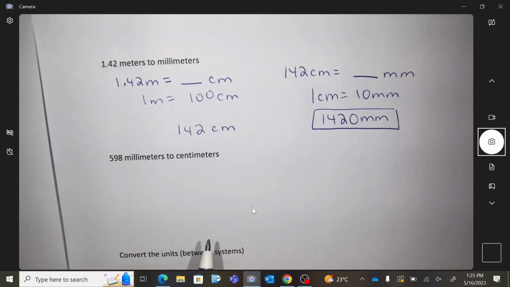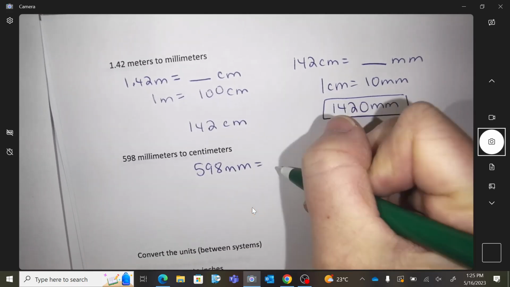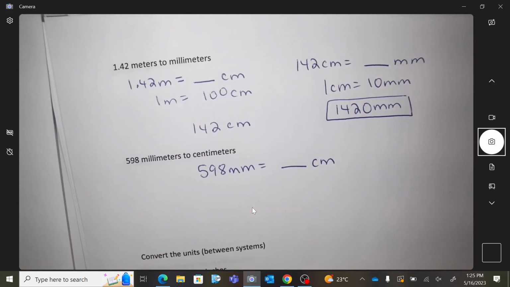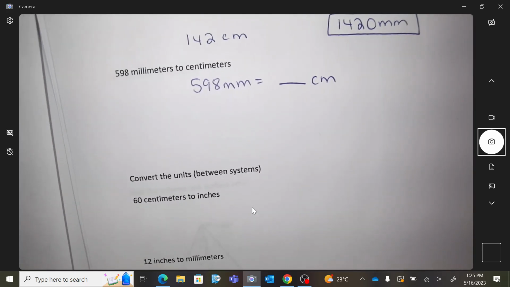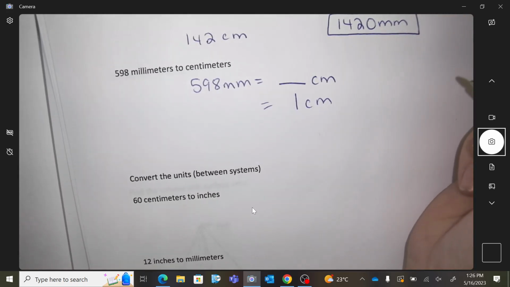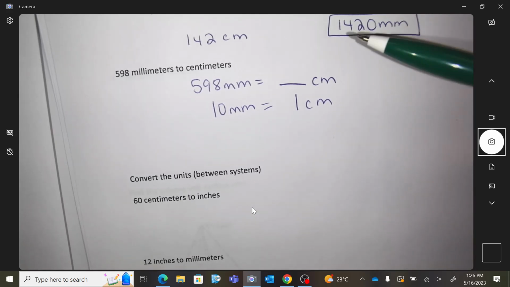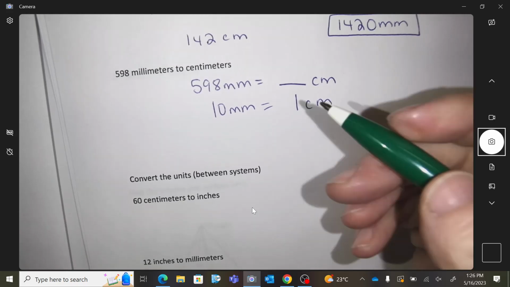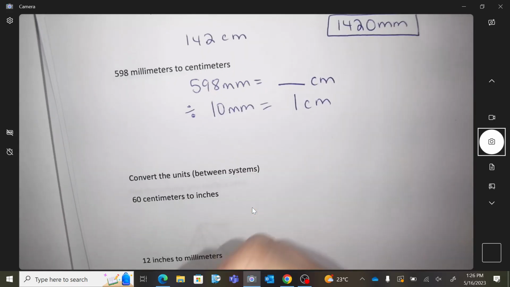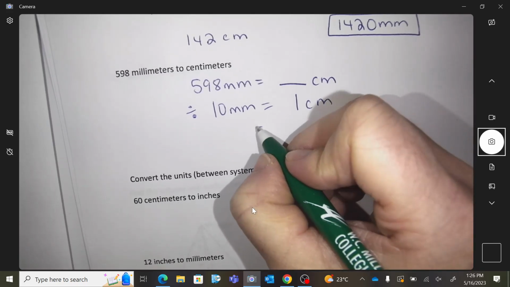Okay, millimeters to centimeters. So 598 millimeters is how many centimeters? And the thing that I know, 1 centimeter, so make sure I line it up there. 1 centimeter is 10 millimeters. So this one was opposite of the last few examples. Make sure you have them all stacked. So this means I'm going to be dividing on this one, right? See the difference?